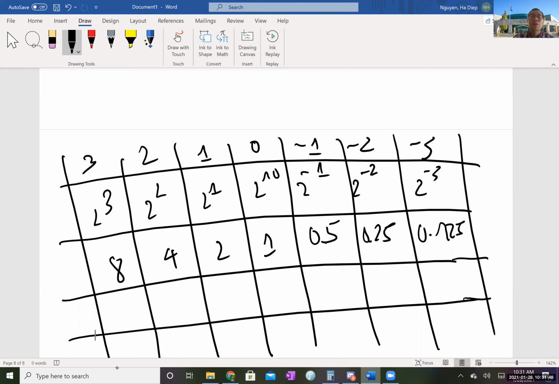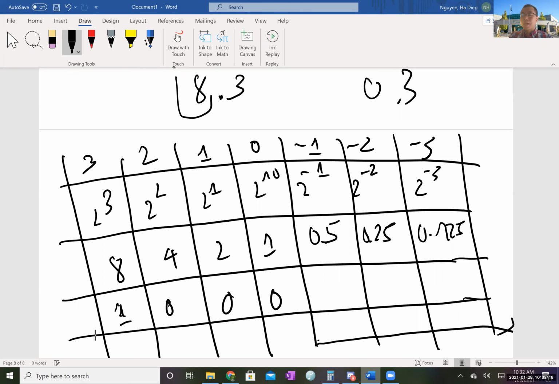So when you convert from decimal to binary, think about if you want to convert the number 8.3. You have the number 8, which is 1, 0, 0, 0 in binary, and then the binary point. For the 3, you actually have 0.3. Now you do everything the same. You start from the fractional part, and you have to move from the left to the right.